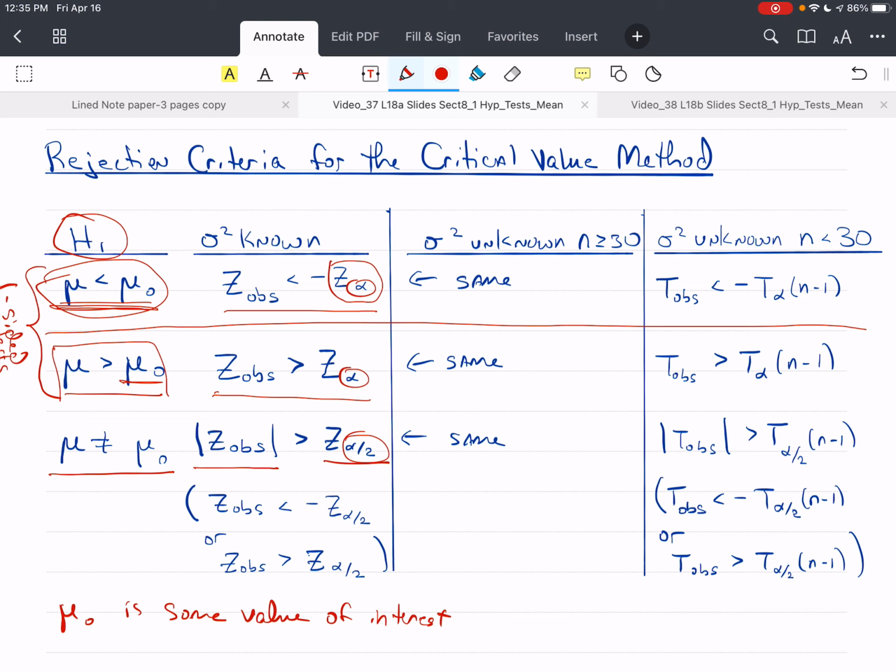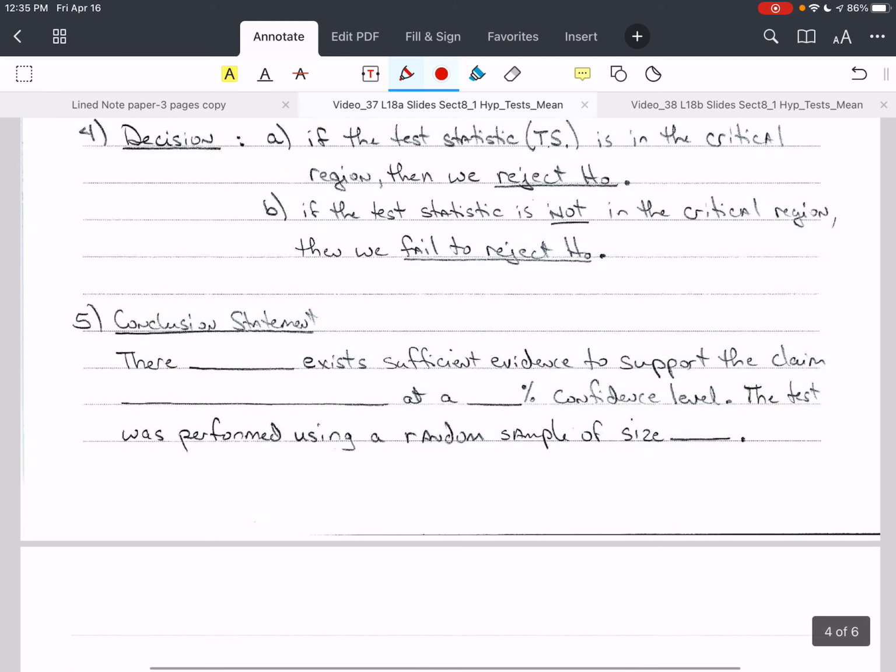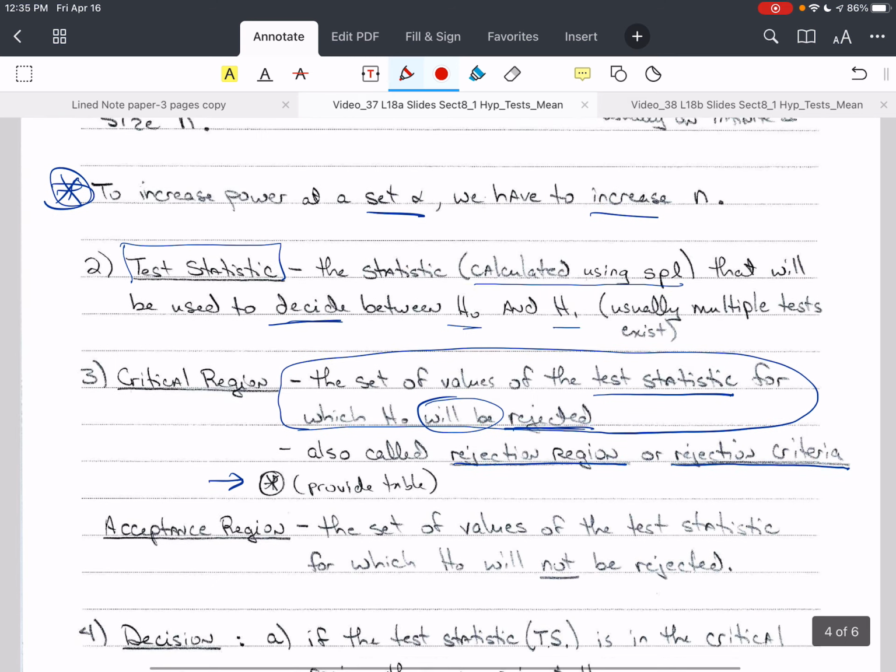Again, it's dependent upon H1. The rejection criteria depends on the claim. Okay? It always depends on the claim, not the null. The null is always the same. It's the claim that can change. Okay. So that's the critical region.